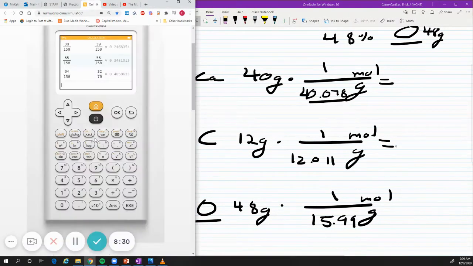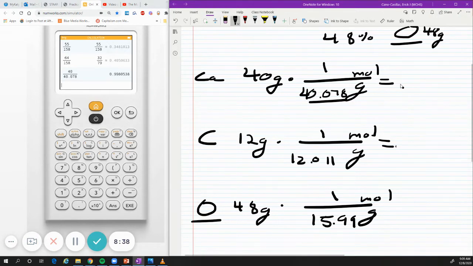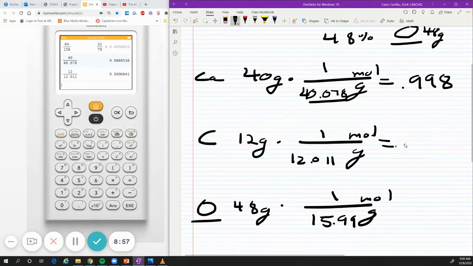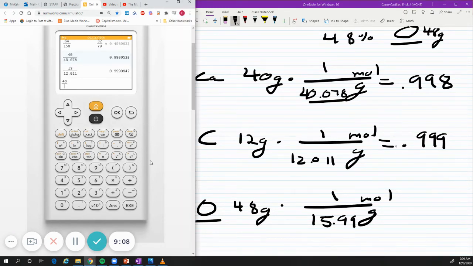All right, for the first one, we got 40 divided by 40.078. That gives me 0.998. I'll stop there. Then we got carbon, we got 12 divided by 12.011. That gives me a similar number, not exactly the same. Won't matter too much, but just notice that 0.999. Okay, and then we have 48 divided by 15.999.